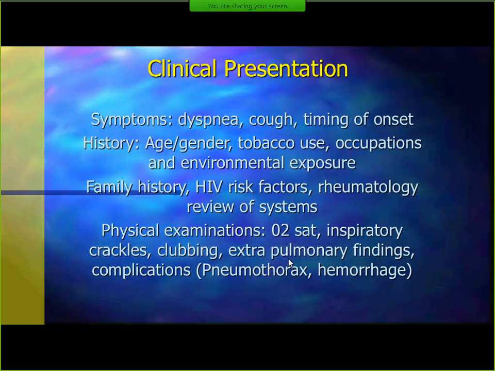And then on the physical examination, you should concentrate on pulse oximetry to see if they are desaturating, inspiratory crackles, clubbing, extrapulmonary findings that maybe could give you a clue. Complications, you ask for pneumothorax, hemorrhage. All those things may give you a clue and will tell you your further step to go for other tests, or maybe that's enough to give you a clue or to give you a diagnosis.